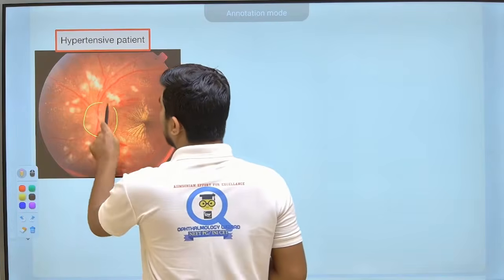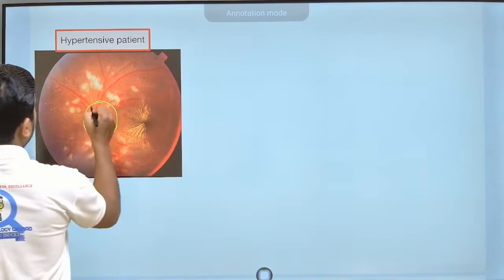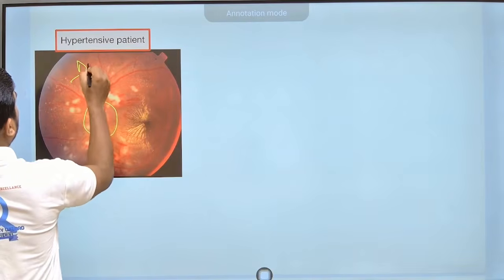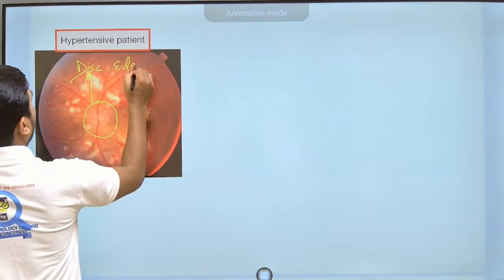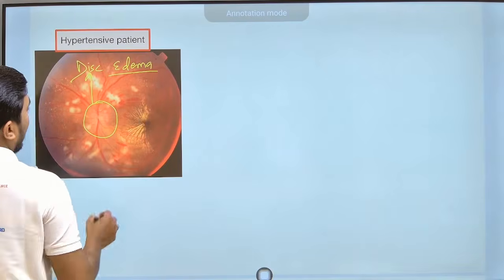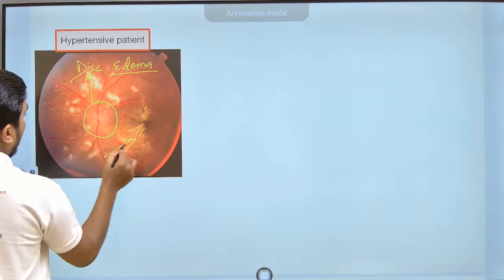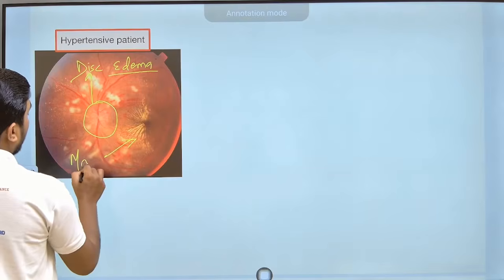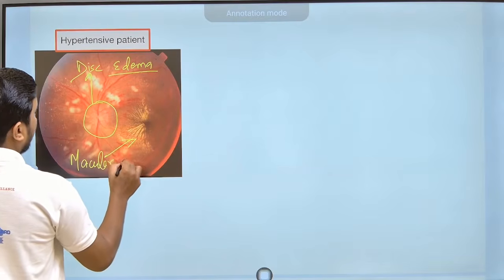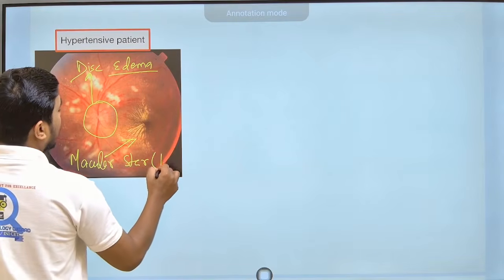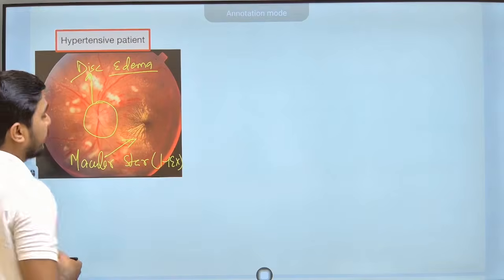Can you see here? There's a disc edema. And can you see here? These are hard exudates causing macular staring. Macular star because of hard exudate, right?